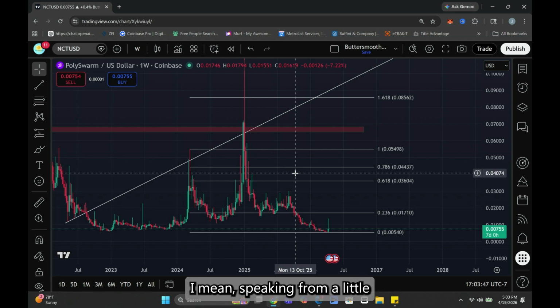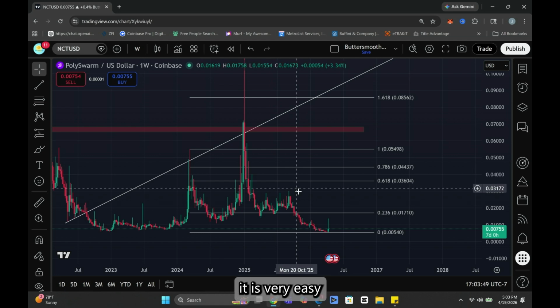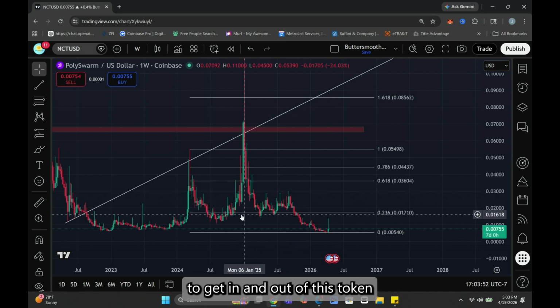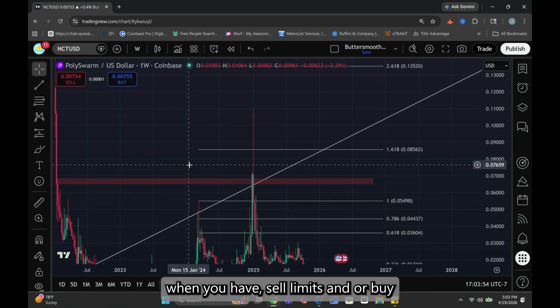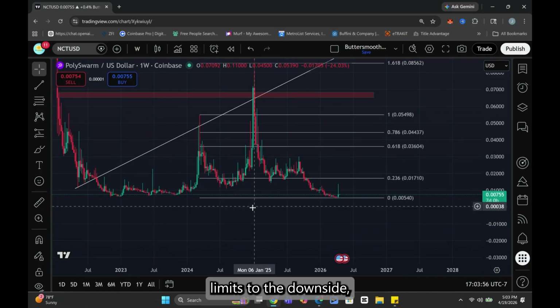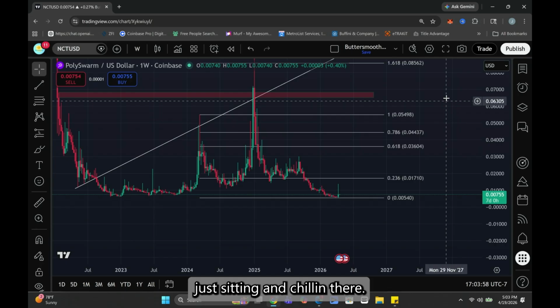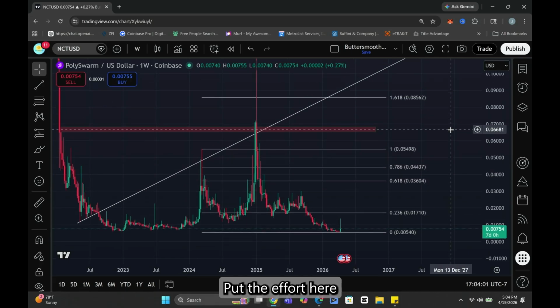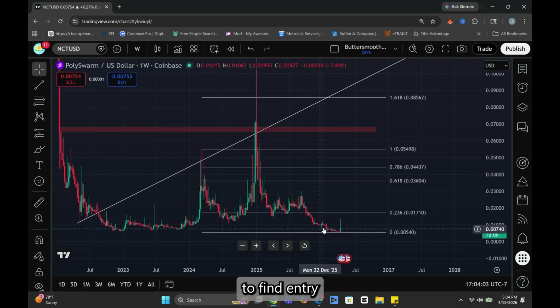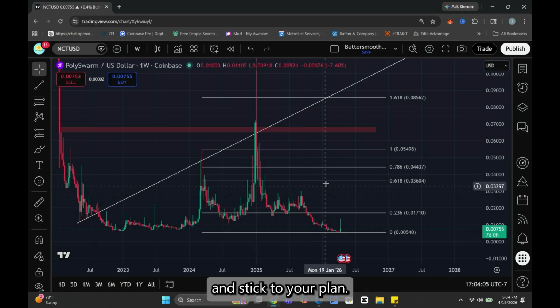I mean, speaking from a little bit of experience here, it is very easy to get in and out of this token when you have sell limits and or buy limits to the downside just sitting and chilling there. Let those do the work for you. Put the effort here to find entry points and exit points and stick to your plan.